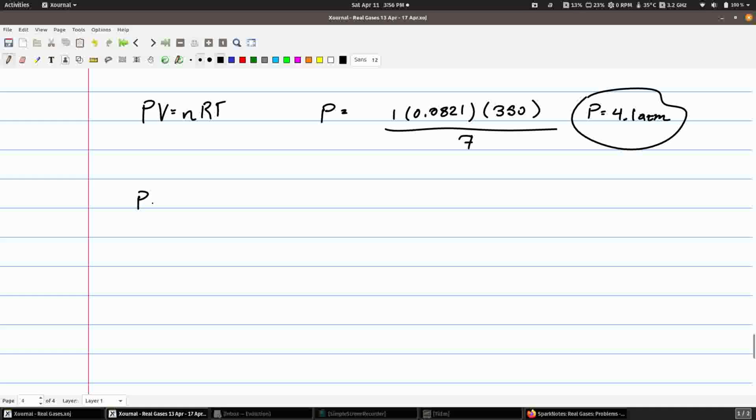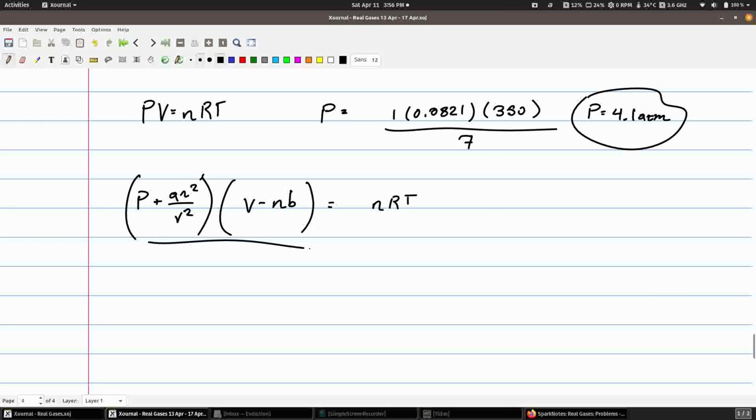Alright, so van der Waals equation. P plus n squared over V squared times V minus nb equals nRT. You could also just solve this the easy way. Divide out V minus nb, and then you have P plus n squared over V squared equals nRT over V minus nb.